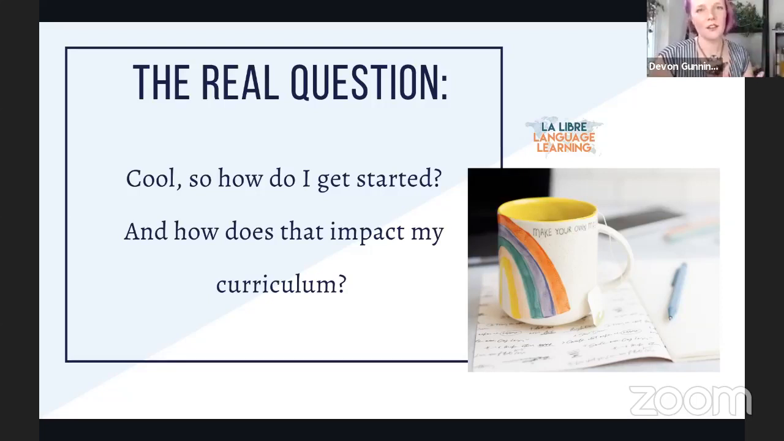But give me the real deal. How is this going to impact my curriculum? Because it's not going to happen if we don't have some real steps, right?